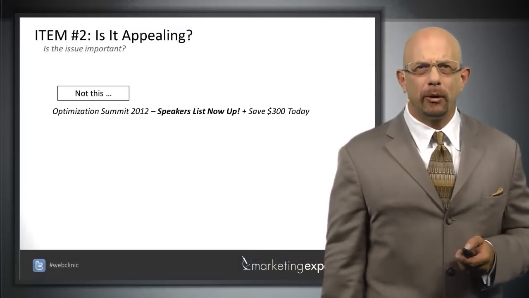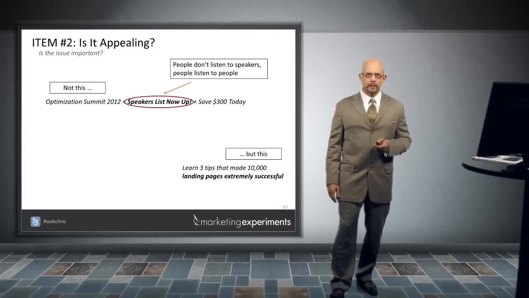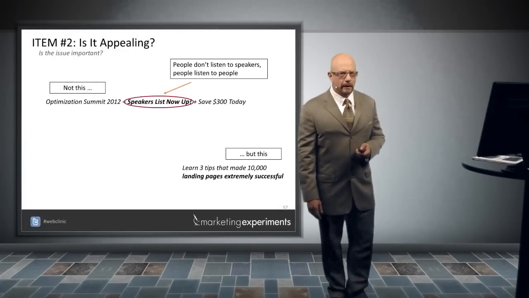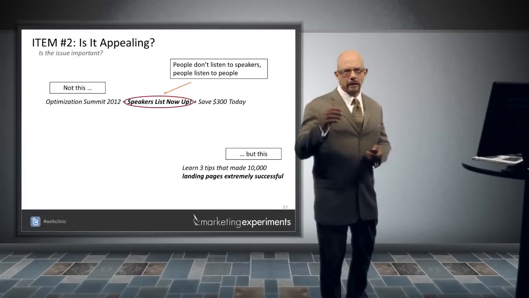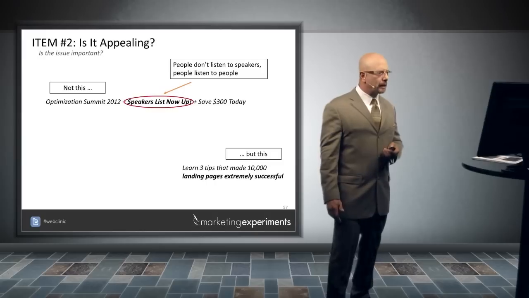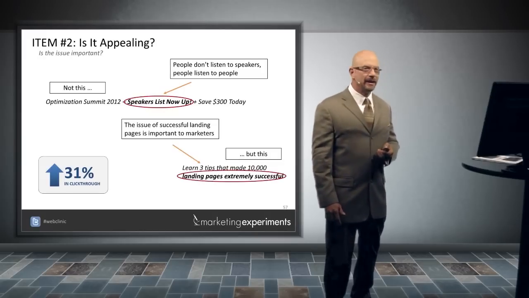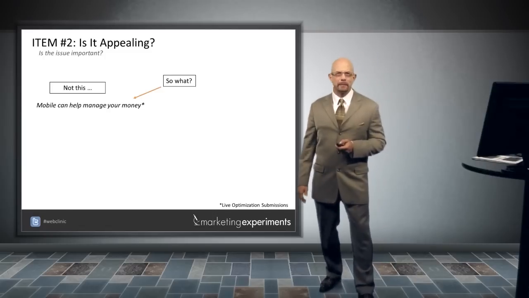Is the issue important? Look again at Optimization Summit. Not this, but this. The issue is far more important to get your landing page successful than to review the speakers list. It's directly associated with a benefit. Let's keep going, all right? More examples, an increase of 31%.